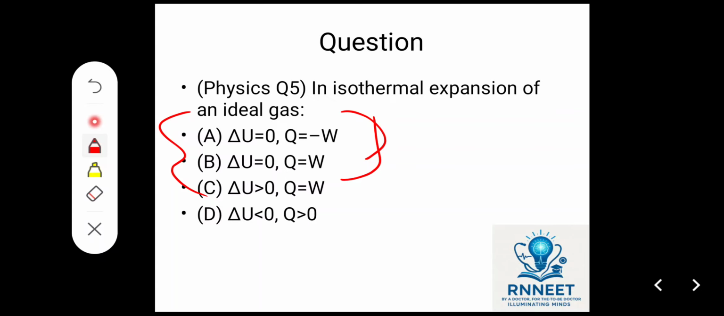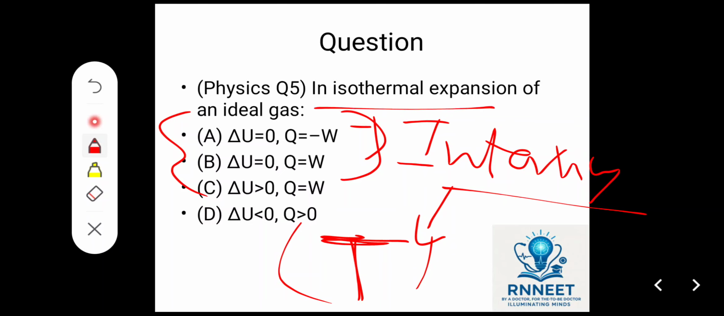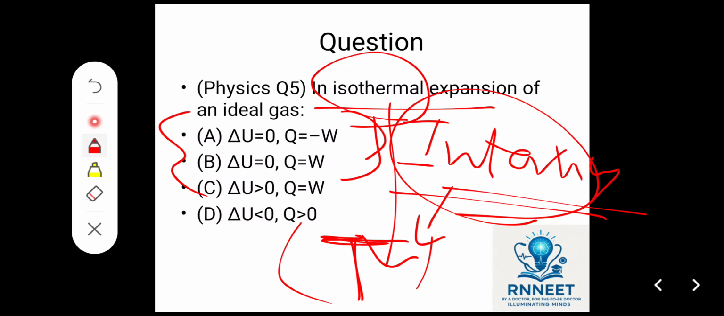Now simple. What is delta U? It is your internal energy. Internal energy is directly a function of the temperature. Remember this, internal energy is just a function of your temperature. And so therefore, for an isothermal expansion, temperature is constant, internal energy cannot change. So delta U has to be 0.